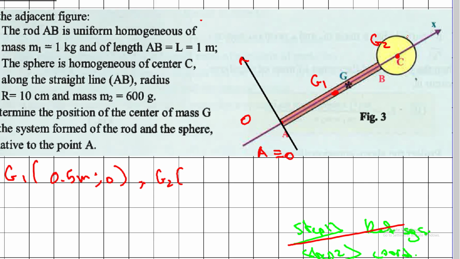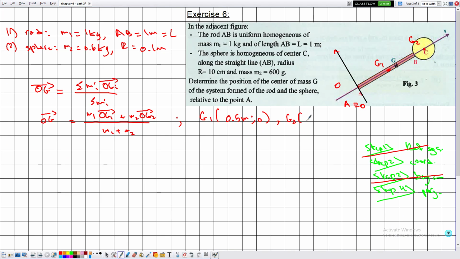And as for G2, this is G2, and it's away from the point O by the distance AC, which is equal to AB plus BC. Now AB is equal to 1, BC represents the radius of the sphere, which is 0.1, so this is 1.1 meters. Okay, now we are done with step number 2, and we are ready to project. So let's do the projection along the x-axis.